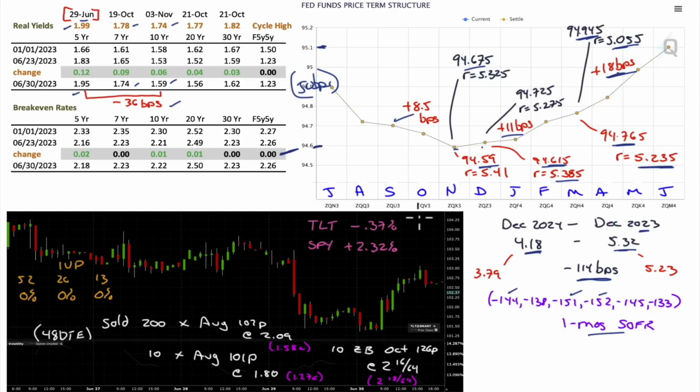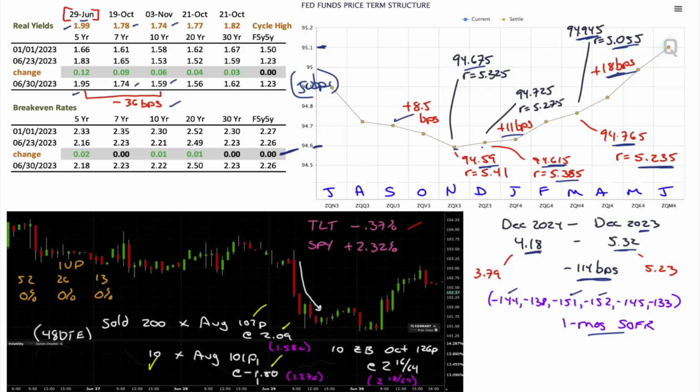TLT down 0.37. Had a volatile week, but overall down 0.37. Not too bad. SPY up 2.32%. And I did some activity on TLT when this happened. I felt that that's a great opportunity to get my position because I really do want these things put to me at this point. So I'm getting aggressive. I sold 200 of the August 102 puts at 209, and as it continued to drop, I had an order out for the 101 puts, but I only got 10 of them filled, and I got those at 180.